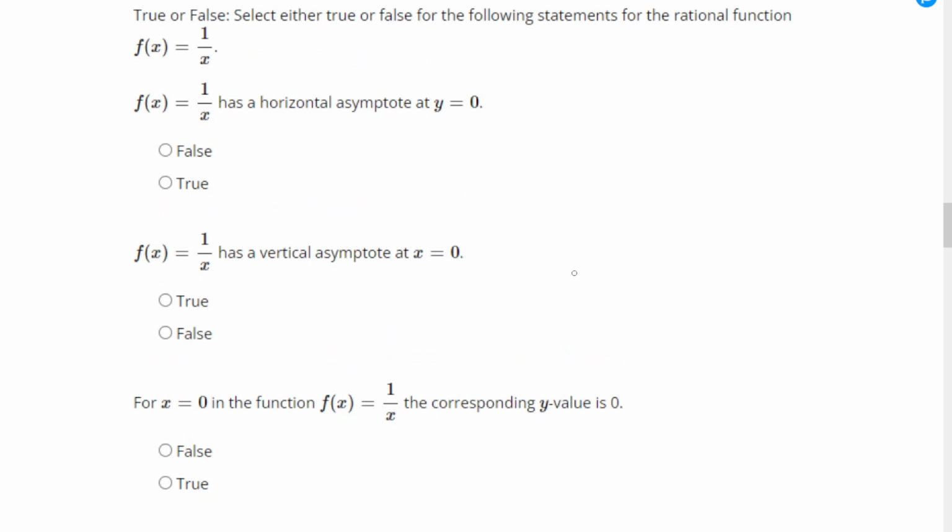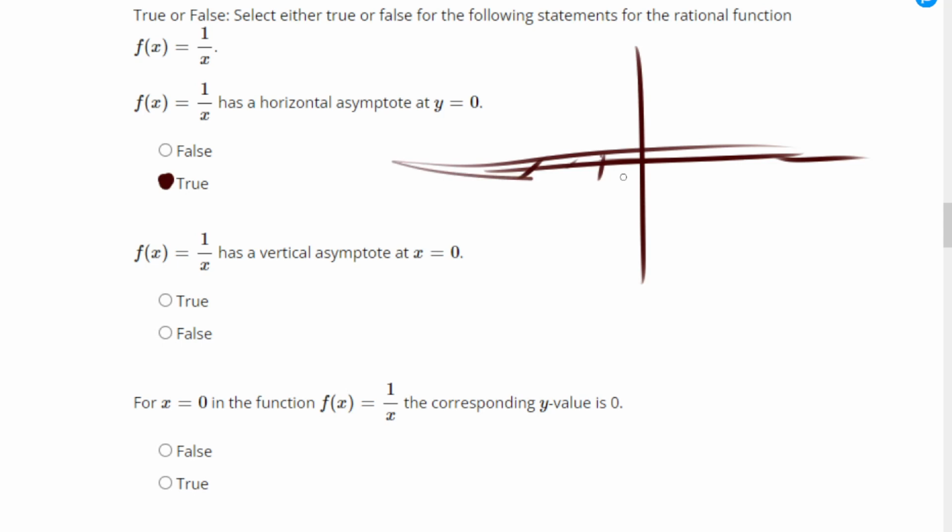Select either true or false for the following statements for the rational function. So we have f of x equals 1 over x. We know that the horizontal asymptote is at y equals 0. That is true. The asymptote goes through 0, 0, like this. And we have our box in the middle, up and down. The vertical asymptote is also x equals 0.